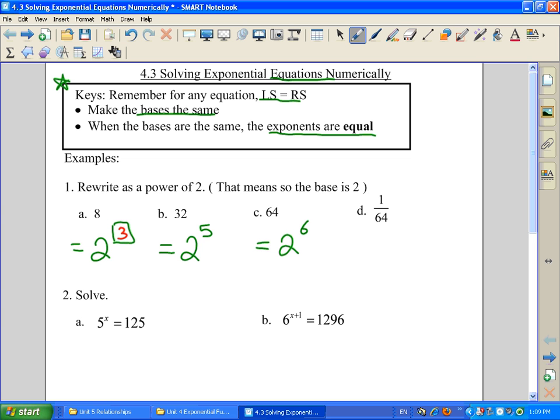And be careful here, folks. This one it might be a little harder for you to realize. Okay, it's 1 over 64. We know that's 2 to the 6. But then because it's negative, it's going to be 2 to the negative 6. Okay.